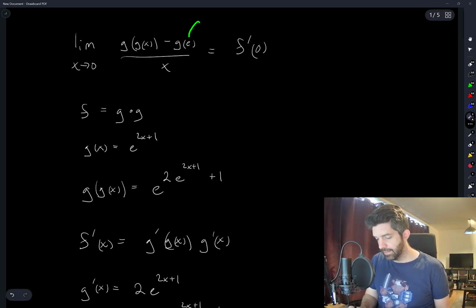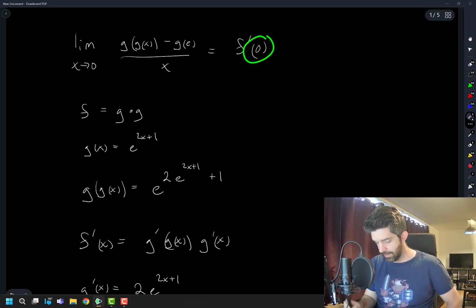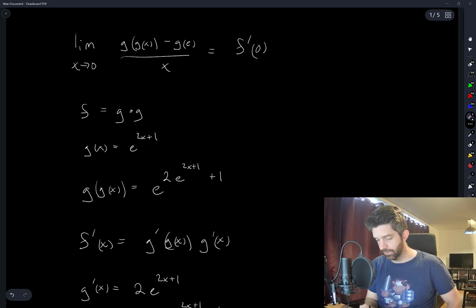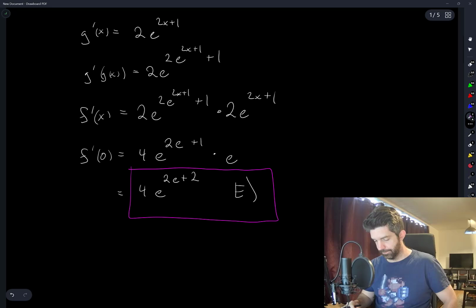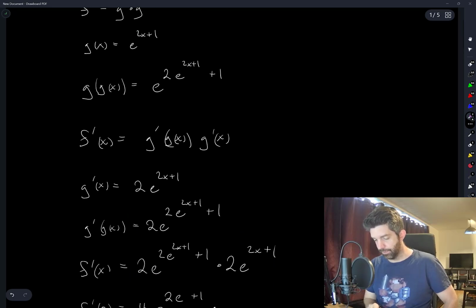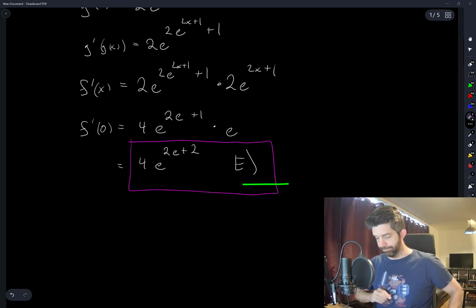And I noticed that e is g of 0, right? If I compute g of 0, I just get e to the power of 1. And so this does coincide with the definition of the derivative of something at 0, in particular the composition of g with itself. And so then it was just a question of working through the computations to first write out what the function g composed with itself is, then take derivatives and so on. Yeah, so option E, nice little problem.